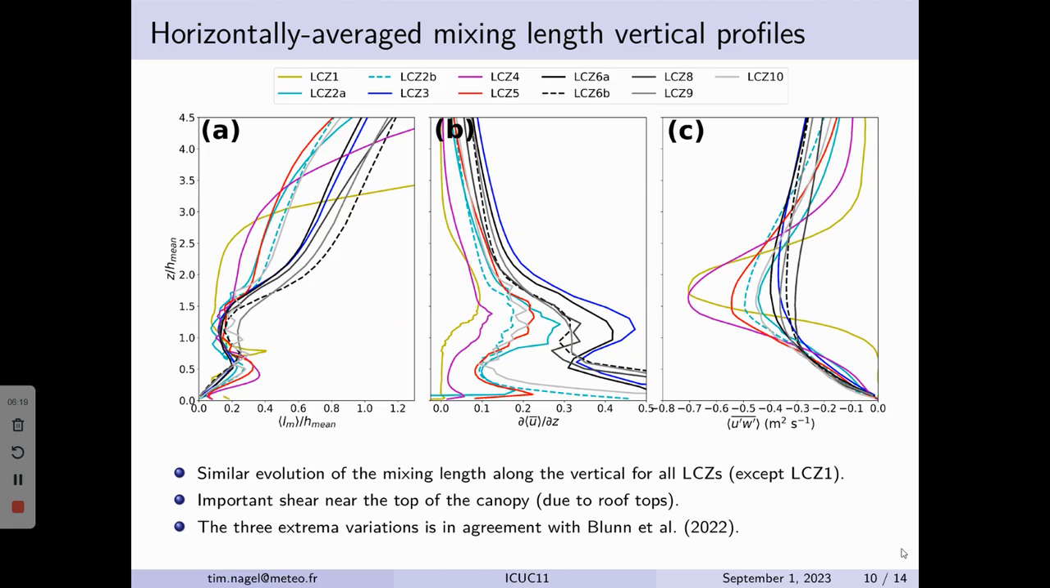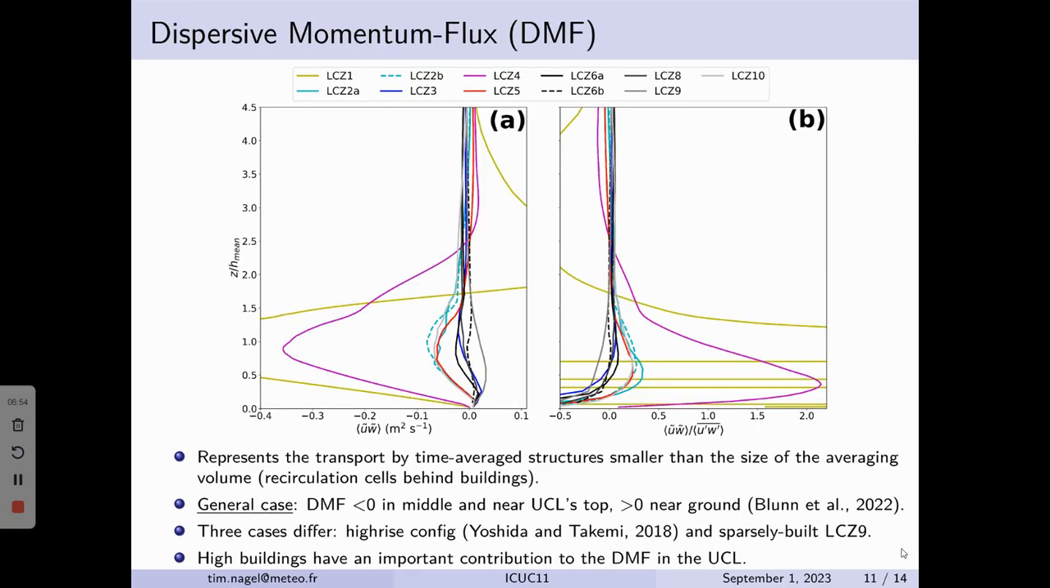For the vertical profiles of the mixing lengths, we can find that they basically all follow a similar distribution: an increase from the ground, where it's 0, to the middle of the urban canopy layer, and then they decrease towards the top. And this is because the vertical gradient of velocity is strongest there. And then there's another zone above the urban canopy layer.